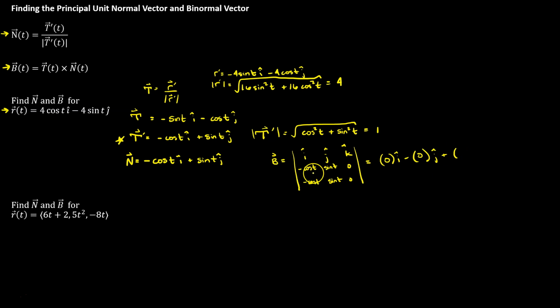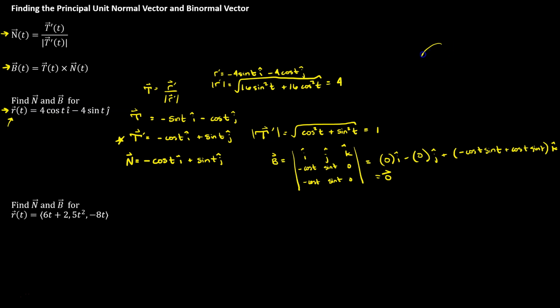And in the k hat component, we get negative cosine t times sine t minus sine t times negative cosine t, which actually works out to be 0 as well. The binormal vector in this case is a 0 vector, and if that feels strange, it really shouldn't. If we look at r of t, it's a 2D function. We can't technically have the 0 vector as the binormal vector, but I'll tell you what's going on.